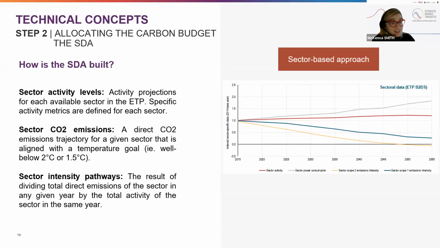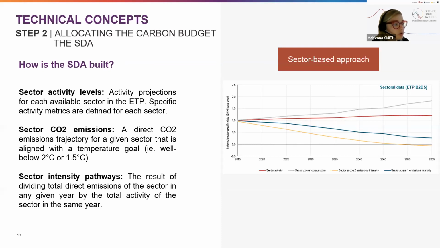Right, so how was the SDA built? As stated before, we took sector level activities. So this can be projections from the different sectors in the ETP and sector activity metrics that are defined for each of those sectors. So for example, in cement, the sector activity level is cementitious material.